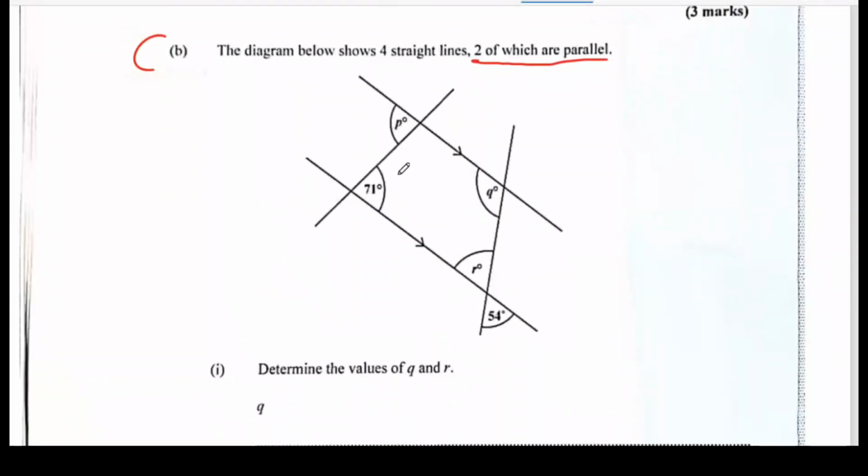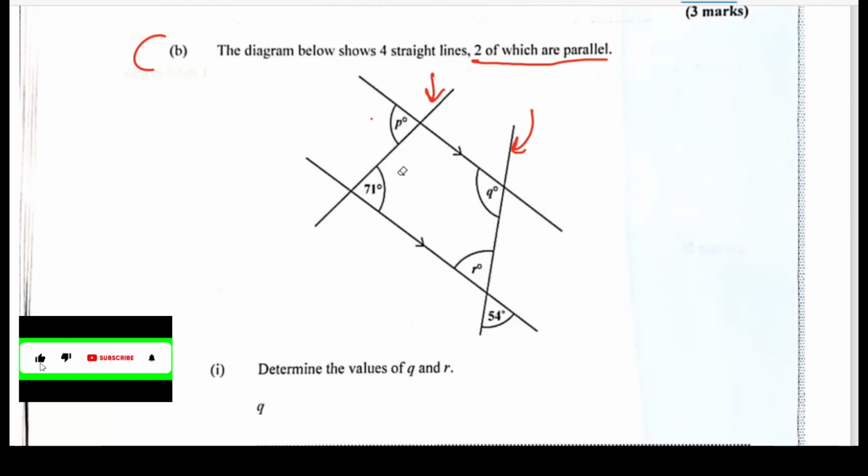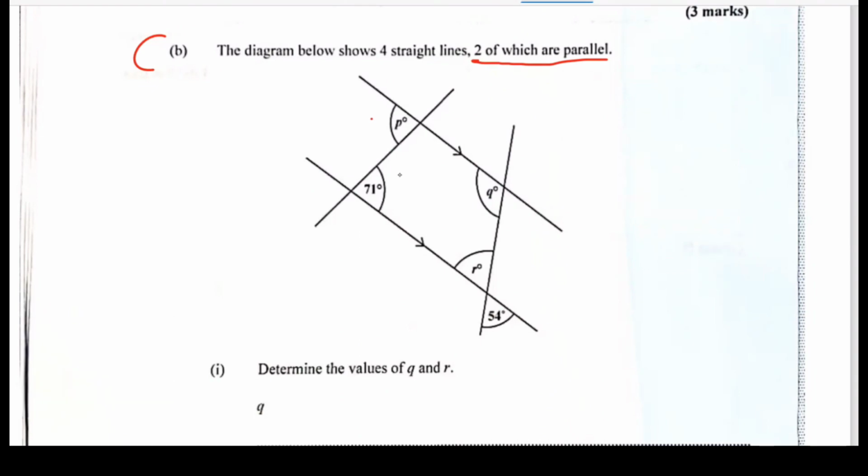Let's go. All right. So then, watch this now. We actually have two transversals here. This is one, and this is another one. You understand? Because they cut across the parallel lines. All right. The first question says, determine the value of Q and R.